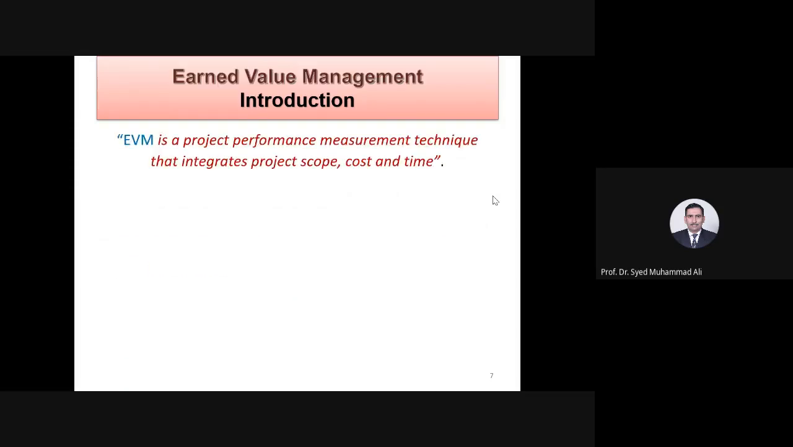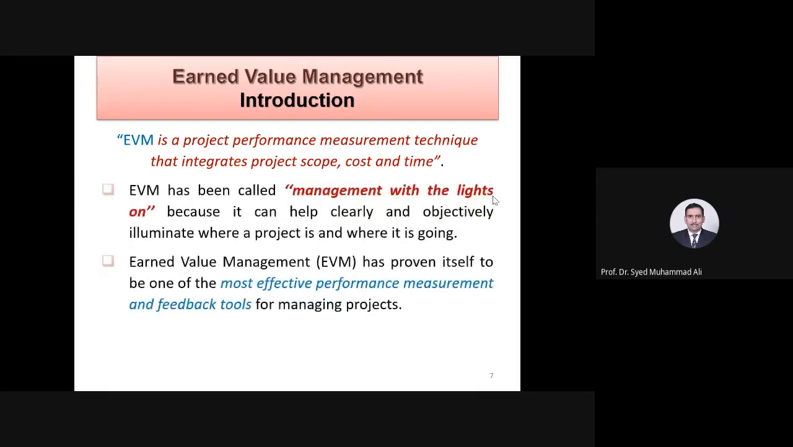EVM is a project performance measurement technique that integrates project scope, cost, and time. Yes, we know that, we have discussed this. EVM has been called management with the lights on.